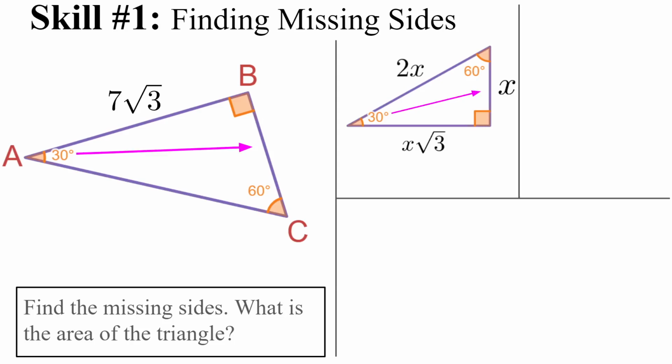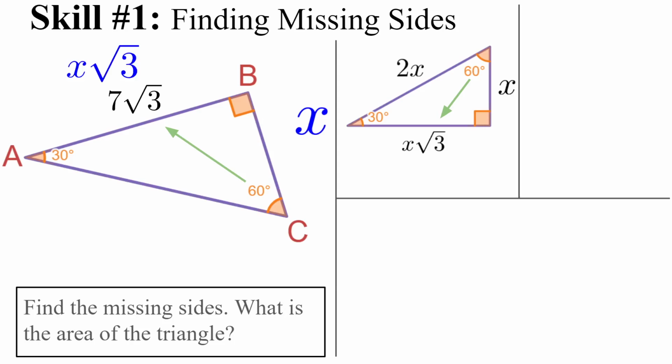So look, across from 30 is the x side, so we're going to put an x there. Next, across from 60 is the x√3 side, so we're going to put an x√3 there. And the hypotenuse across from 90 is the 2x side, so we're going to put a 2x there. Now we're going to circle whatever side we have, which is this one.